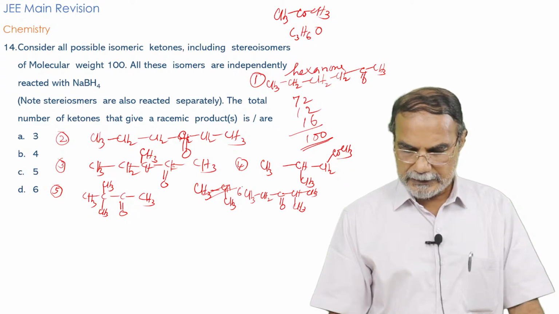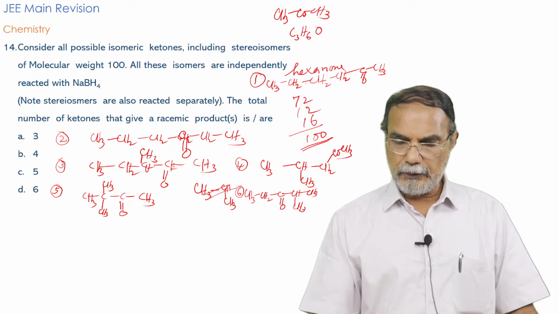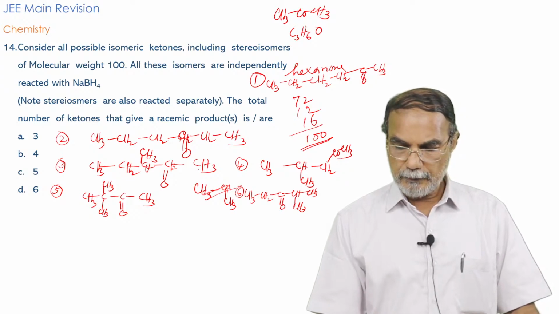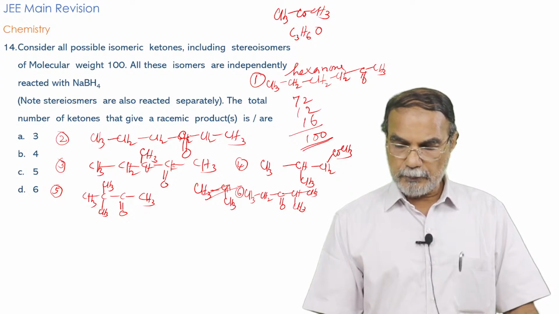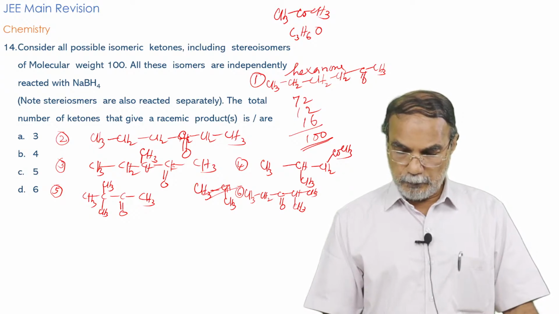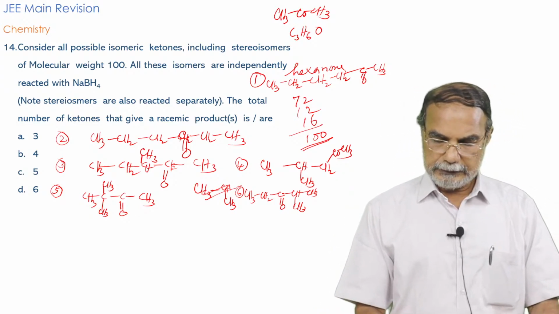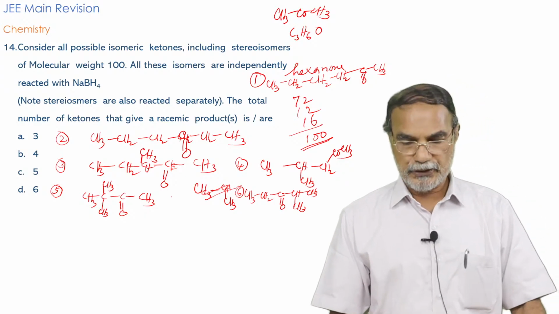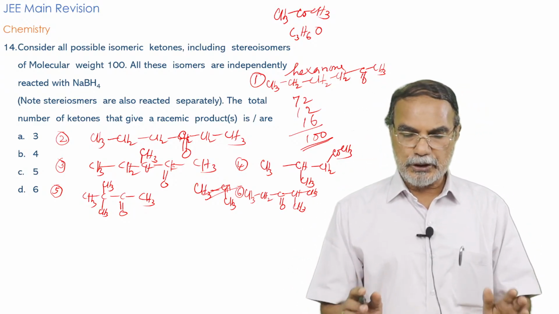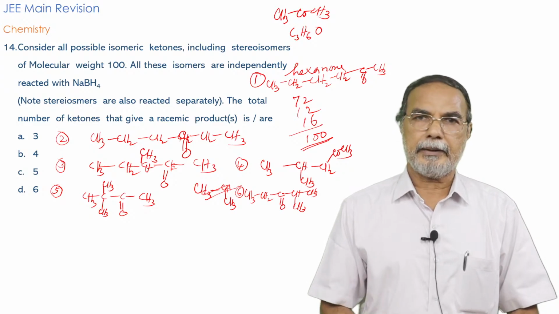So you find six structures are possible. One is 2-hexanone, this is 3-hexanone, this is 3-methyl-2-pentanone, this is 4-methyl-2-pentanone, this is 2-methyl-3-pentanone, and this is 3,3-dimethyl-butanone. 6 structural isomers are possible for a ketone of molecular weight 100. Of course, you will have to try, then only you can get it.